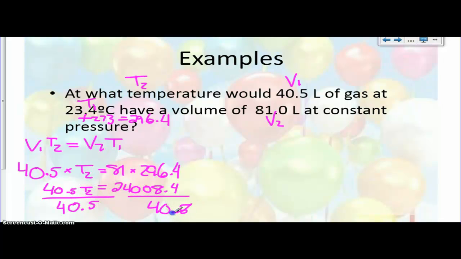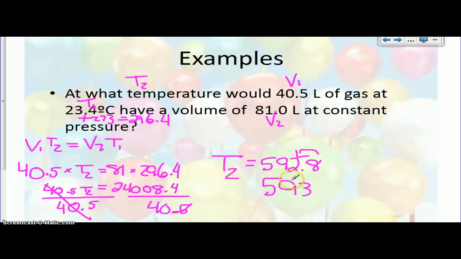All right, so T2 is 592.8. Now sig figs, we got 3, 3, 3, so we need this to be 3. So we'll go behind the third one, look, it's going to make it round up to 593. And the unit for temperature, well, remember we converted this one to Kelvin, so it's Kelvin. All right, and that's it. That's how you solve Charles' law problems.